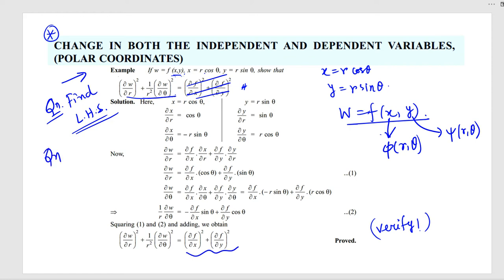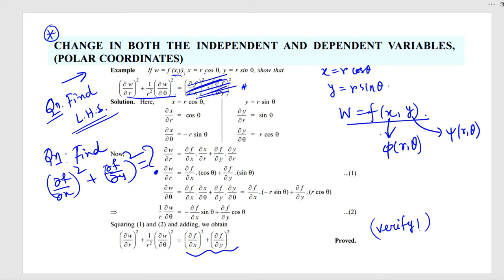But if the question is to find del f del x whole square plus del f del y whole square, then how do you find it? In fact, if this relation is not given, then what will you do? Then we will verify the same result with this concept with the help of Jacobian. That means you need to find the partial derivatives with respect to x and y. That is the motive of the application.